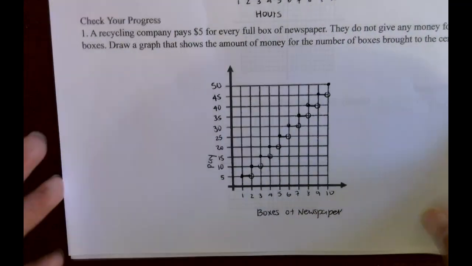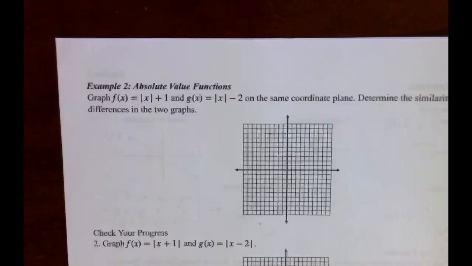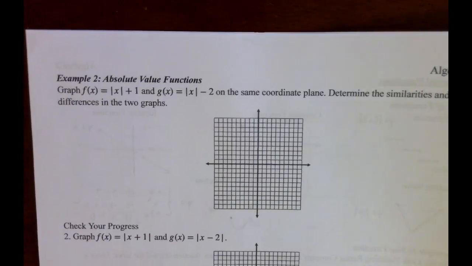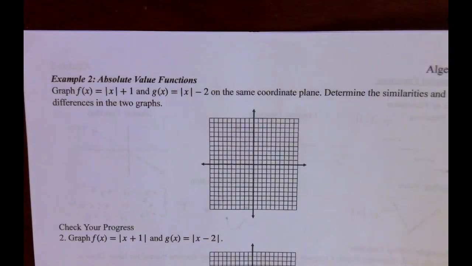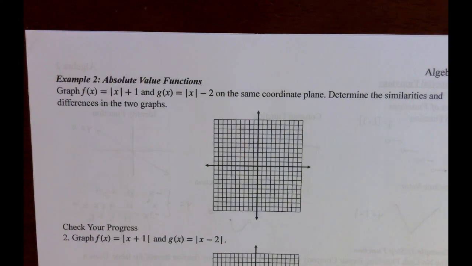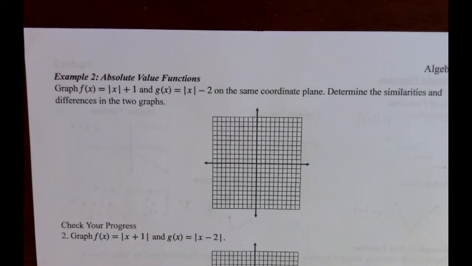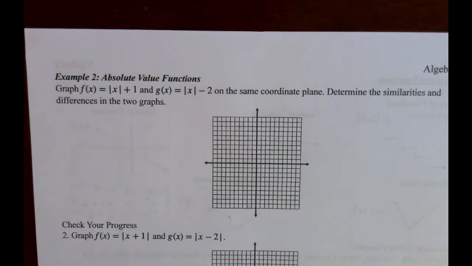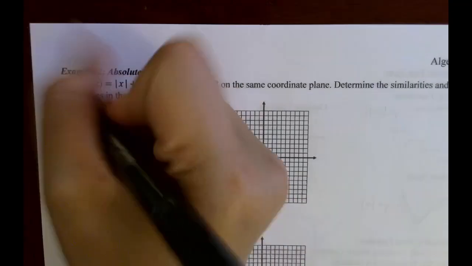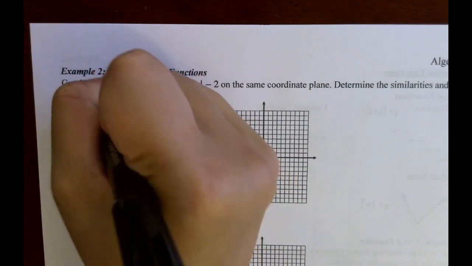Cool? Okay, next, we're going to move on to example 2, which is our absolute value function. We're going to graph it on the same coordinate plane, determine the similarities and differences in the 2 graphs. Personally, I think you should have learned how to graph this, but, you know, I guess that wasn't an important value they found in this Algebra 2 book, so that's fine. So since we're going to pretend like we never learned how to graph it, what we're going to do is just make a table.